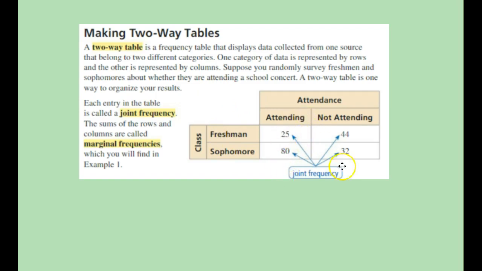Each piece in this table is called a joint frequency. So each individual cell is a joint frequency. And then if I add up the rows or columns, those are called our marginal frequencies. Now these two are going to come in handy in a little bit, so it's good to just see them laid out like this.